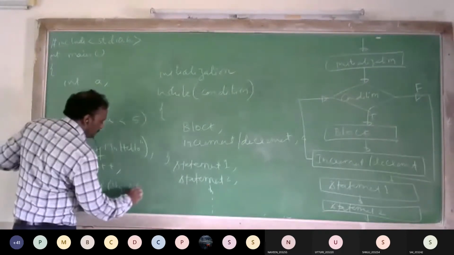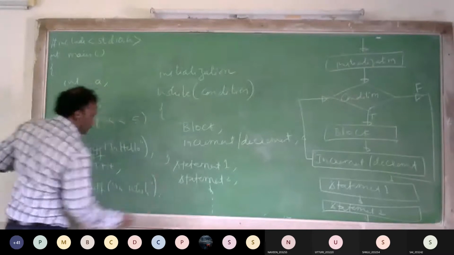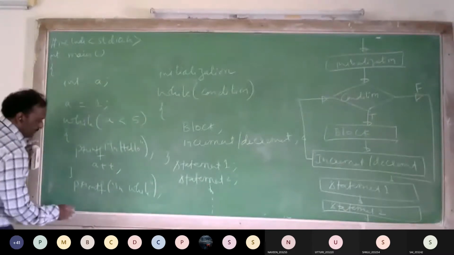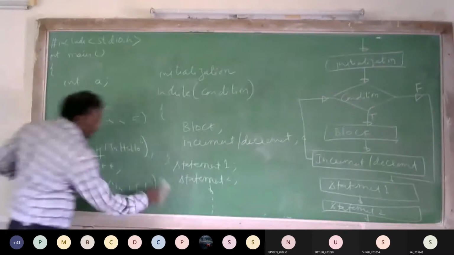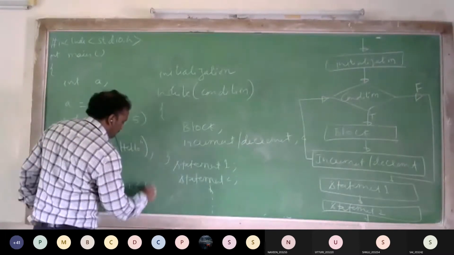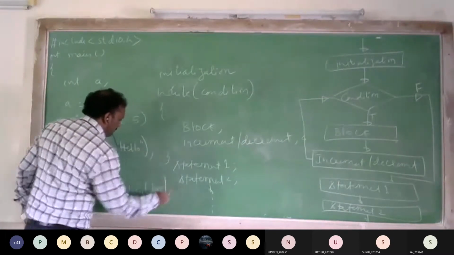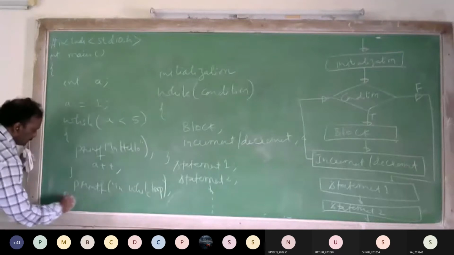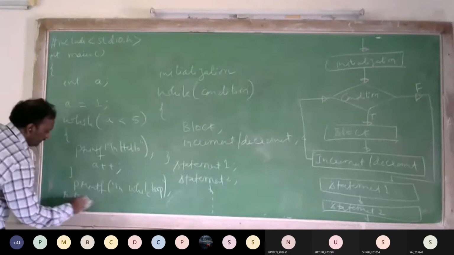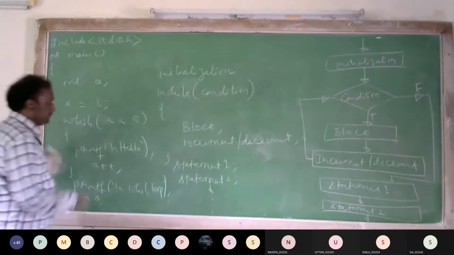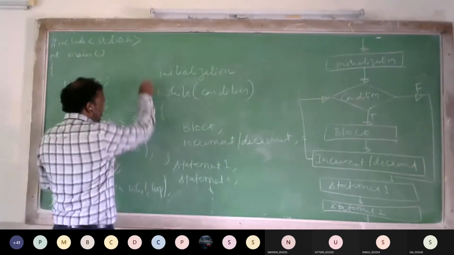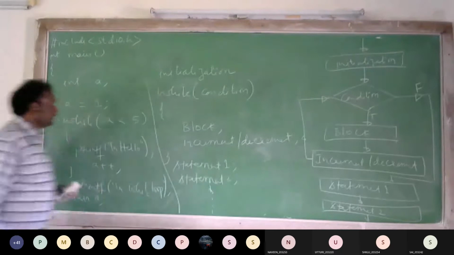Now printf while loop. What is the last statement? Last statement should always be return 0. So this is our program.